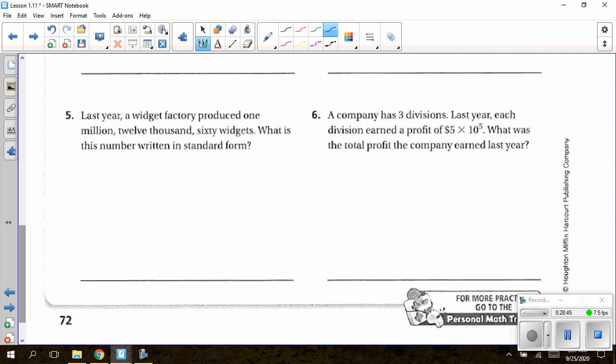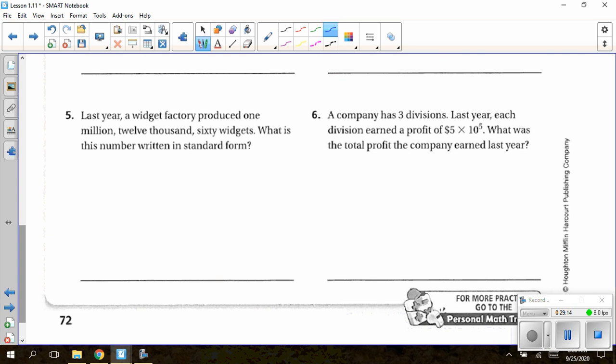For number 5, last year a widget factory produced 1,012,060 widgets. What is this number written in standard form? So if you have your place value charts, make sure you are placing the digits in the correct location according to the periods and then their place value within those periods, and then write your answer like you would any regular number.